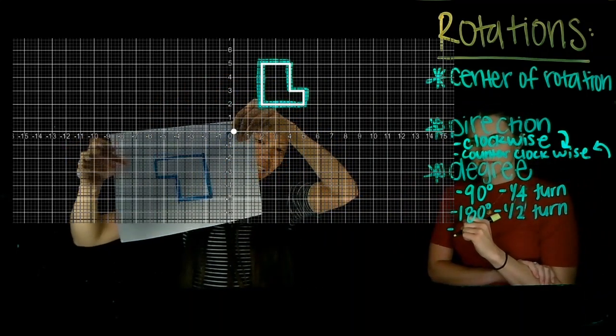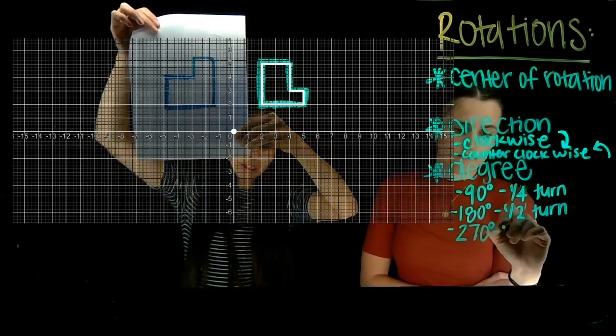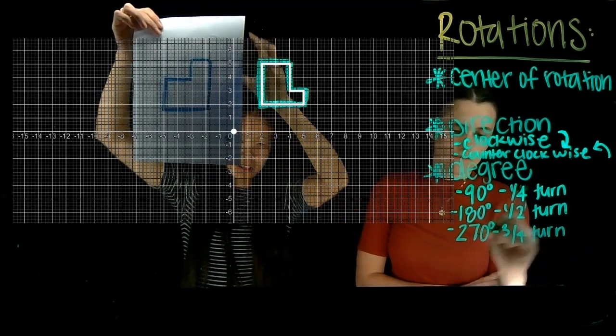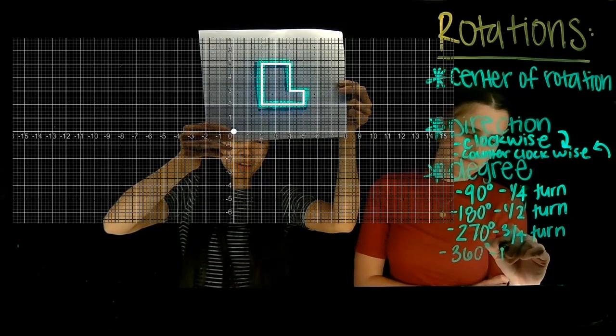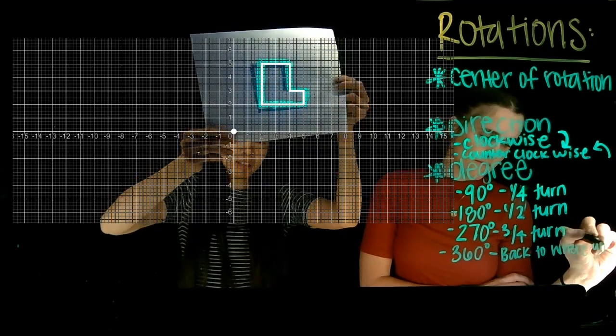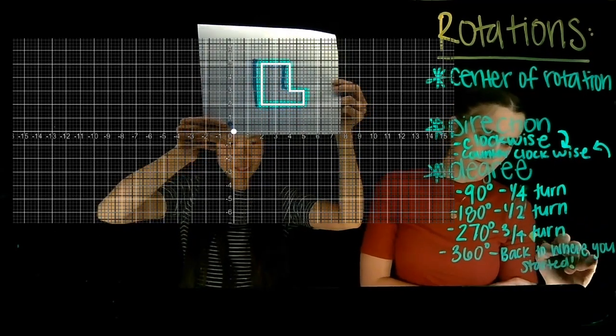Okay, and then I can also go 270 degrees. That would put us right here. And then I could go all the way back around, and that would be 360. So if any of you guys snowboard or skateboard, 360, it's a full spin, right? Full turn. Yep, and you land right back where you start.